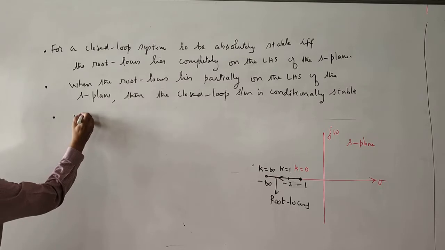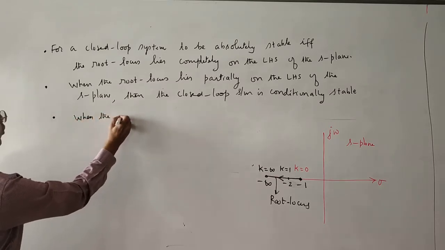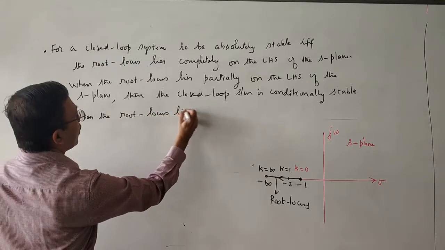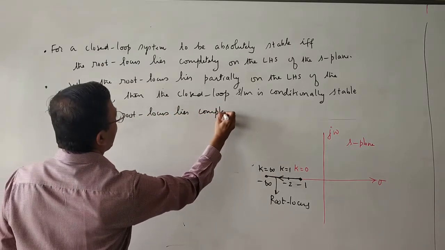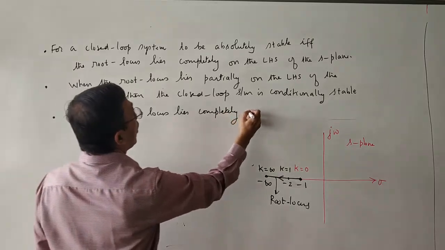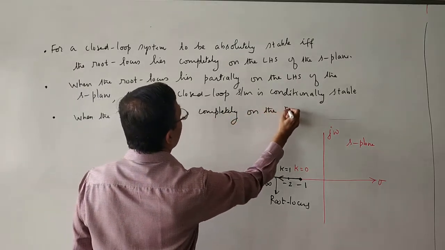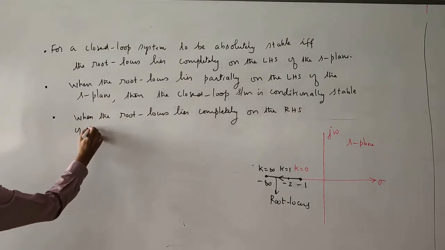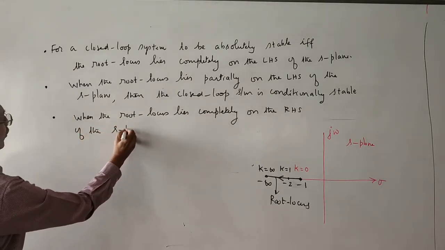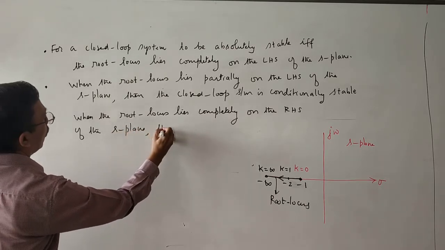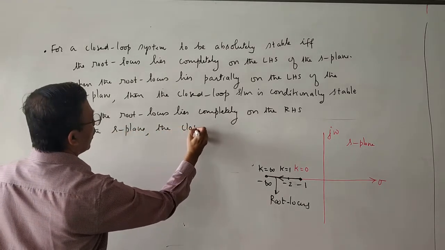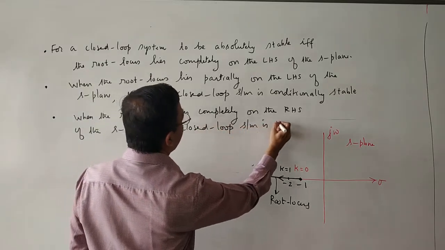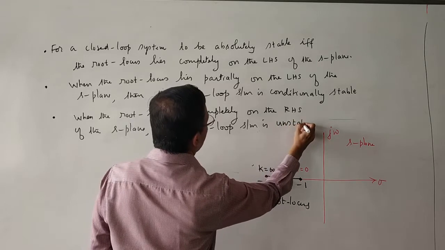When the root locus lies completely on the RHS of the S-plane, the closed loop system is unstable. Closed loop system is unstable.